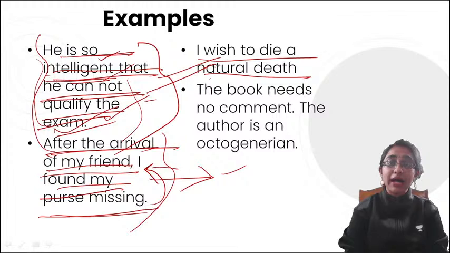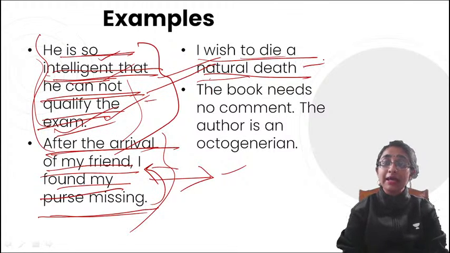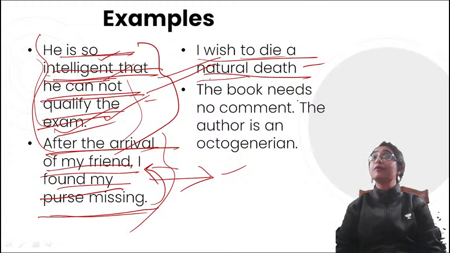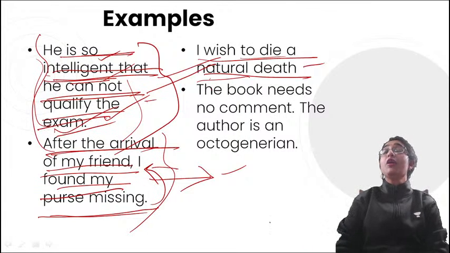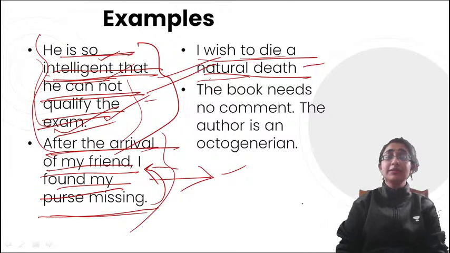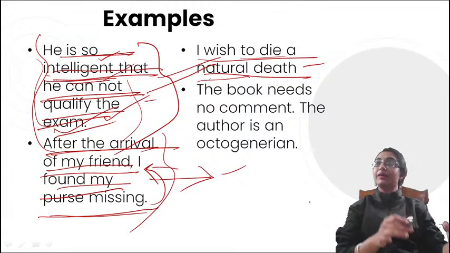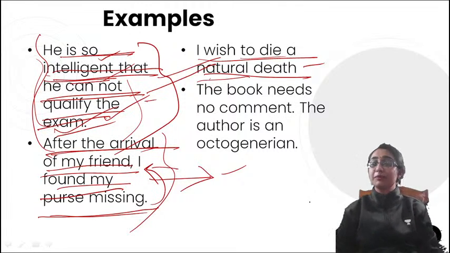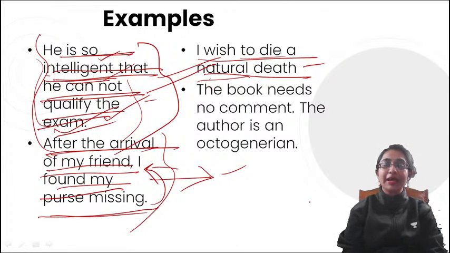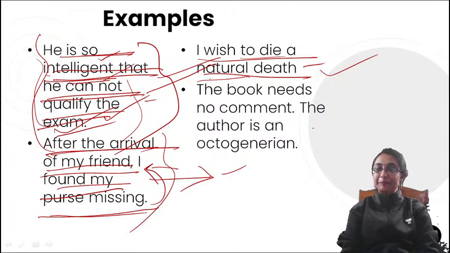Okay. Next example: I wish to die a natural death. Which means that I don't want to go to hospital. I don't want to be operated on by the doctors. I wish to die a natural death, a peaceful death. So don't try to experiment with my body. That is the indication.